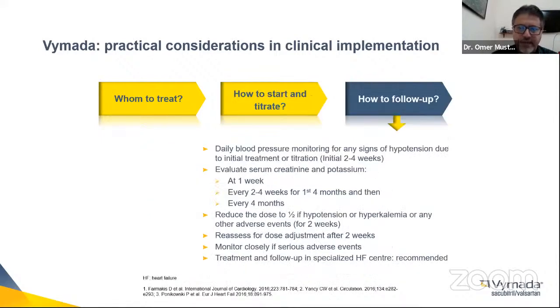And how to follow them up? Daily blood pressure monitoring for any signs of hypotension due to the initial treatment. Creatinine and potassium initially weekly, then 4 weekly, and then monthly, and after that, every 4 months. If the patient has hypotension, decrease the dose to half for 2 weeks and then monitor again. Reassess the dose after every 2 weeks, with treatment and follow-up in specialized heart failure centers.